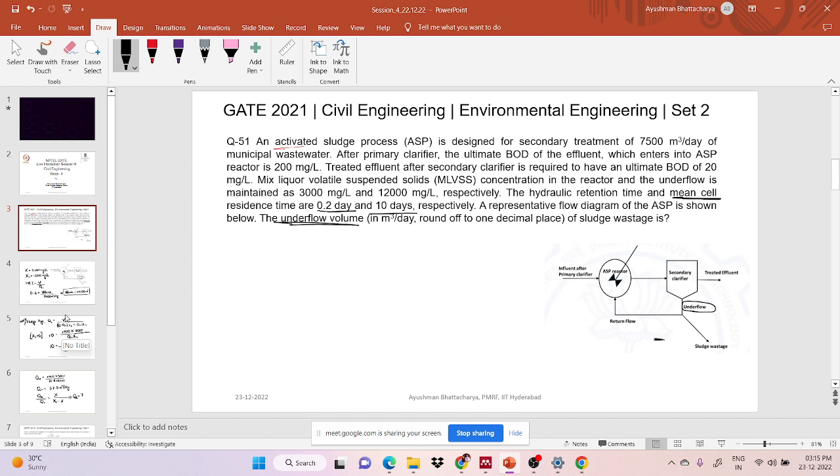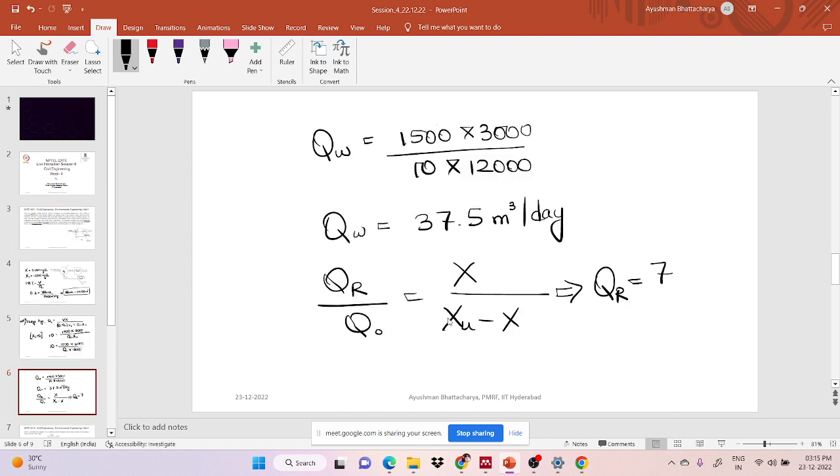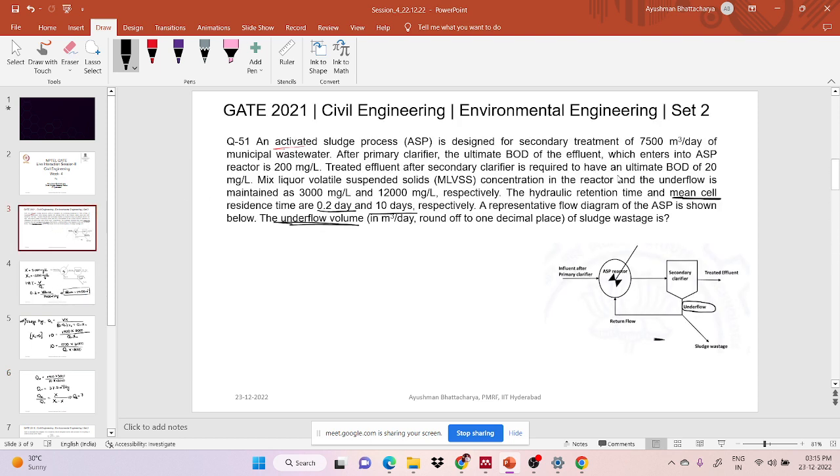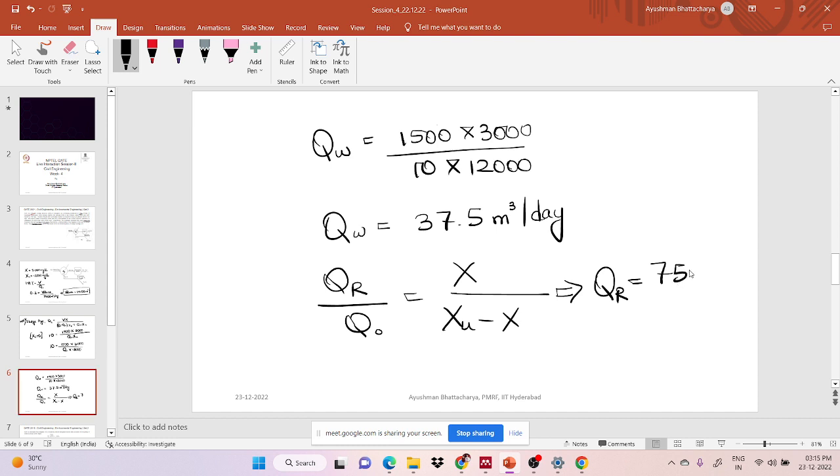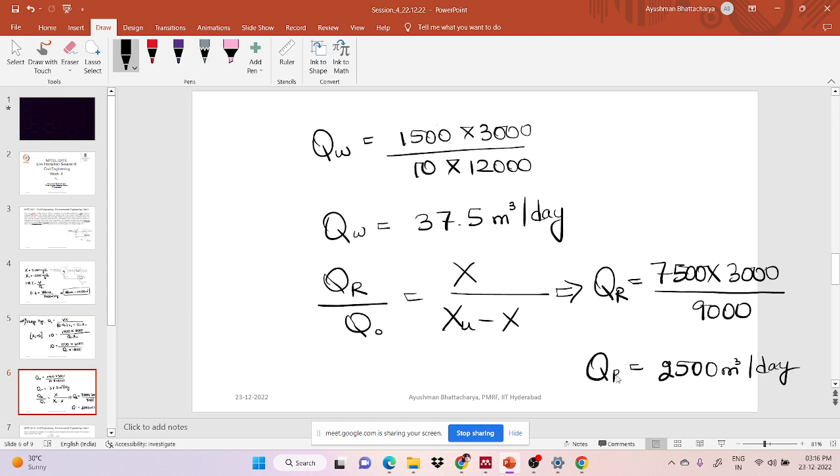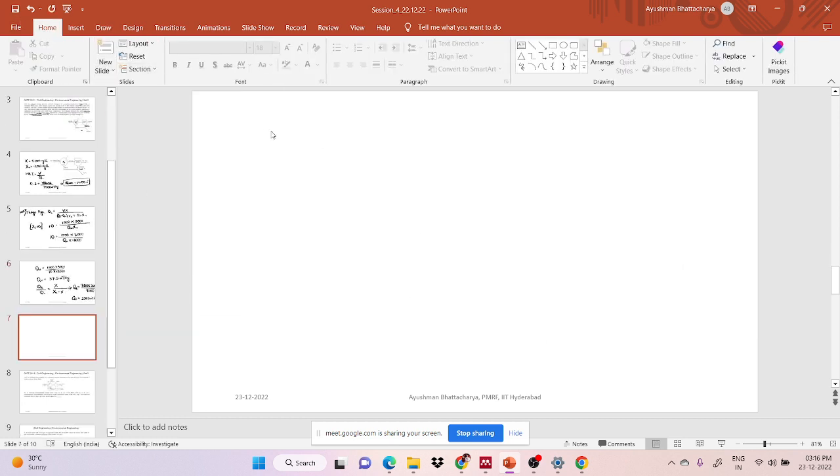So X, they have given us 3000. So Q naught is basically ours 7,500. Q naught, this is 7,500 into 3,000 divided by 9,000. If you calculate, you will get 2,500 meter cube per day. This is QR.